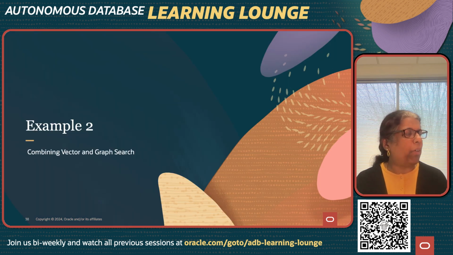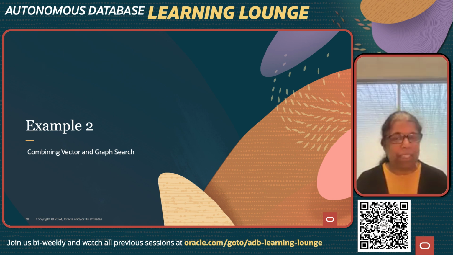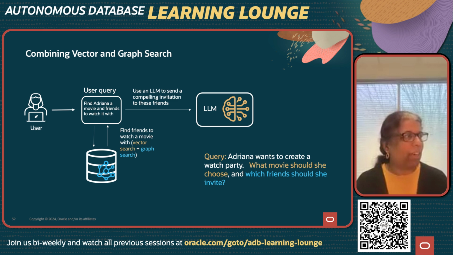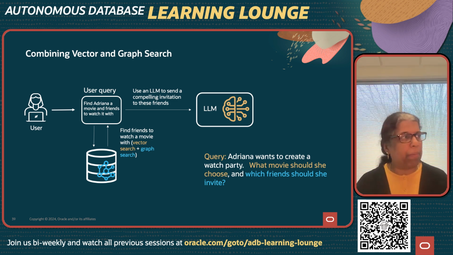So let's move on to example 2, where we can see how to combine vector and graph search, and then we'll again send some information to an LLM. This is very exciting because you can do all kinds of interesting things when you start combining vector and graph search. Here I'm going to ask a question: Adriana wants to create a watch party.